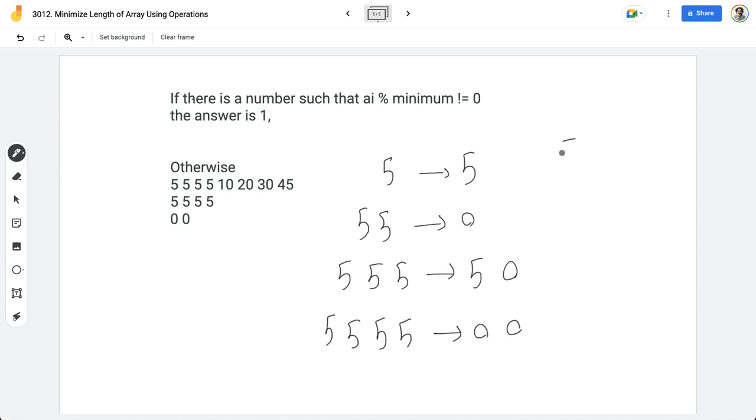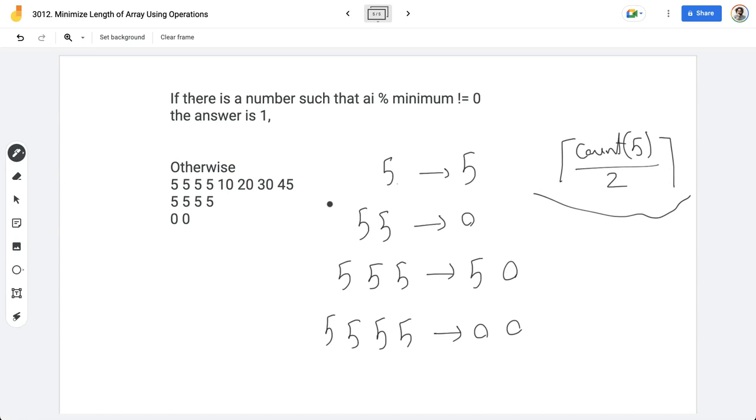So the answer is the ceiling of the number of 5s divided by 2. So if it's 1, it becomes 1. If it's 2, it becomes 1. If it's 3, it becomes 2. If it's 4, it becomes 2. And now we solved all of the possible cases for this problem. Let's go and see the code.